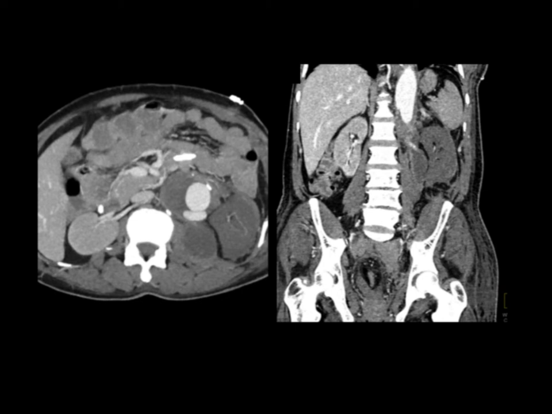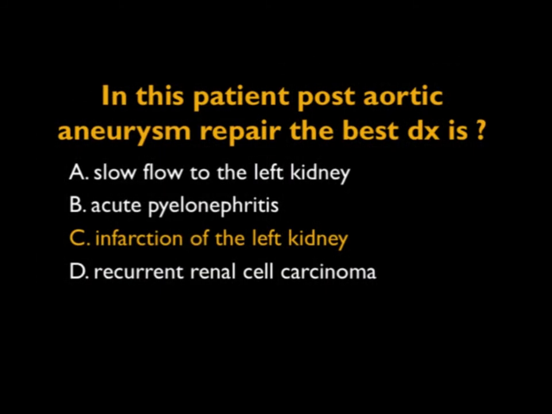It's not a renal cell. It's a classic appearance of an infarction of the left kidney. Infarcts of the kidney can be segmental or global. Patients with aortic aneurysm repairs, if you damage the patient's main renal artery, you will get a global infarct, and it's one of the complications. And unfortunately, this patient's kidney had to be subsequently resected and removed.